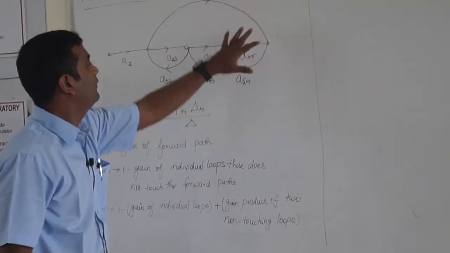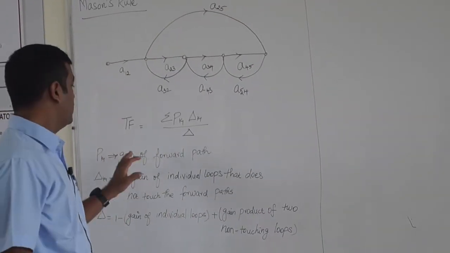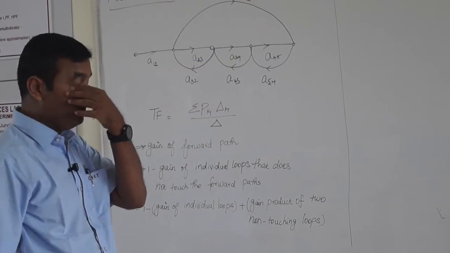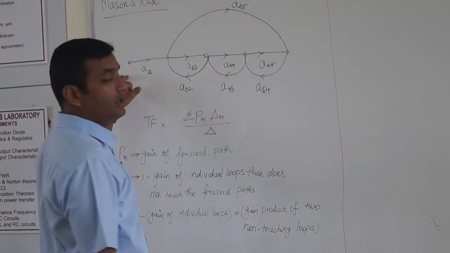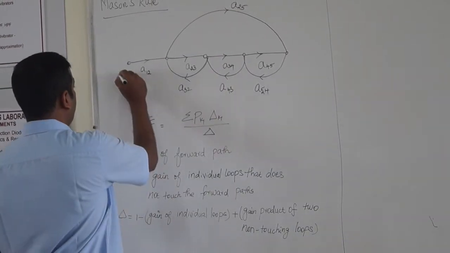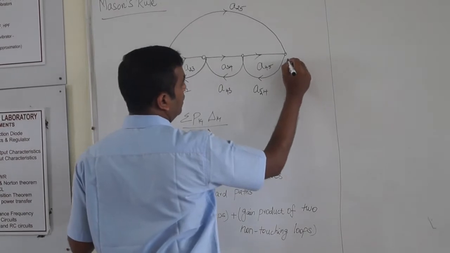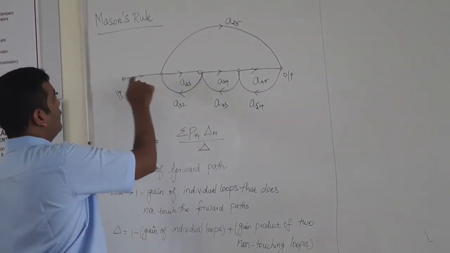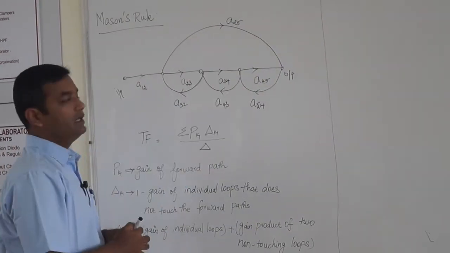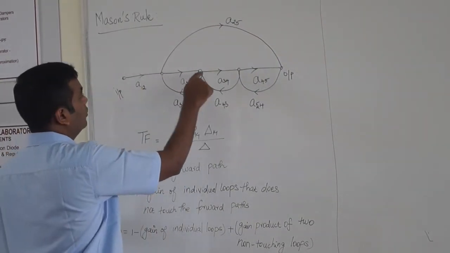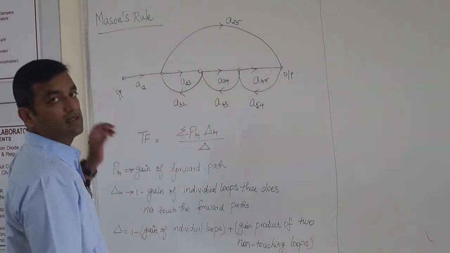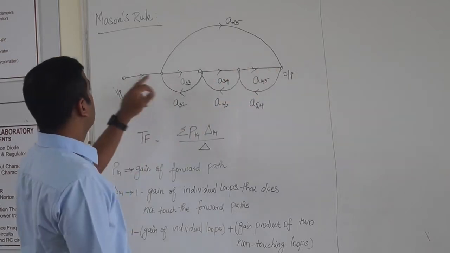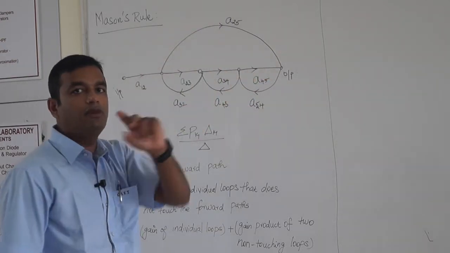I have a loop like this. Now the first thing that we need to calculate is the forward path, the gain of the forward path. So how many forward paths do we have? This is the output and this is the input. So how many forward paths do we have between output and input? So we have 1. This is forward path 1, and there is another path 1, 2, 3, 4. Look at this. This is forward path 1, 2, 3, 4, and this is another forward path. So we have totally 2 forward paths.